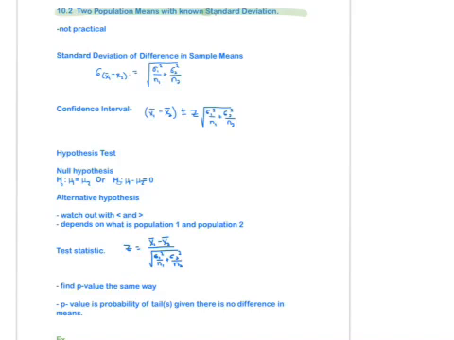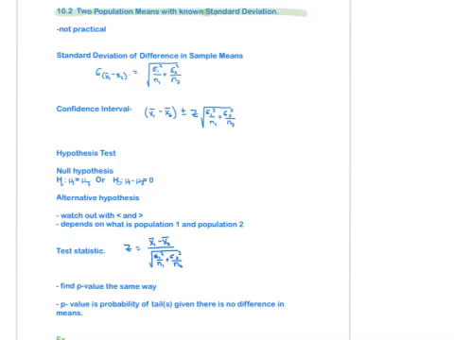So it isn't practical, but every once in a while we'll have a sigma from prior year or somehow have a population standard deviation that we are allowed to use. So here are our formulas. You'll notice they look very similar to the formulas we went over in 10.1. So we have our standard deviation of the difference in sample means. It's exactly the same except that I have sigma here and sigma here instead of S.